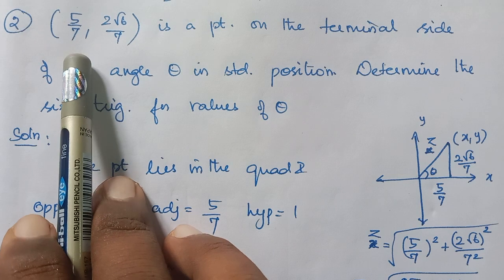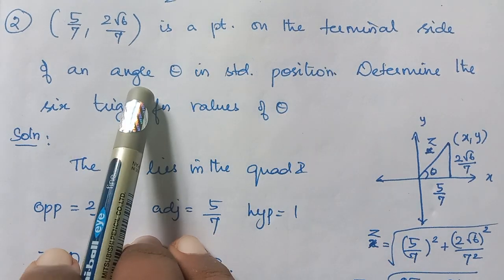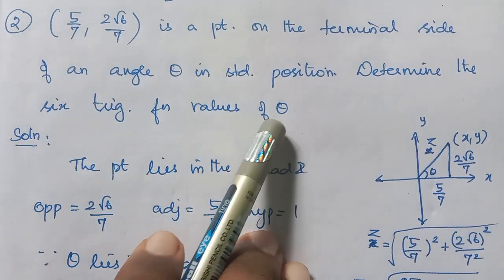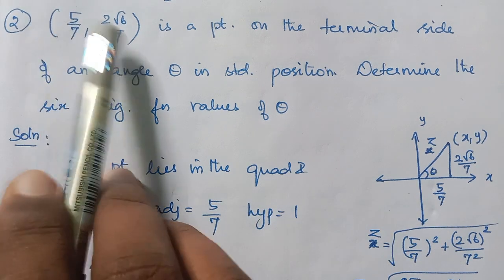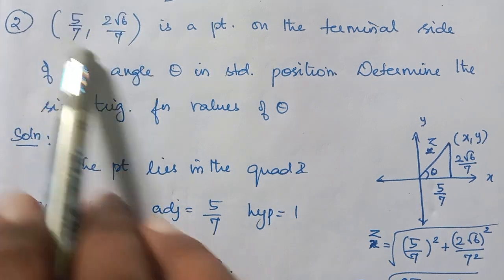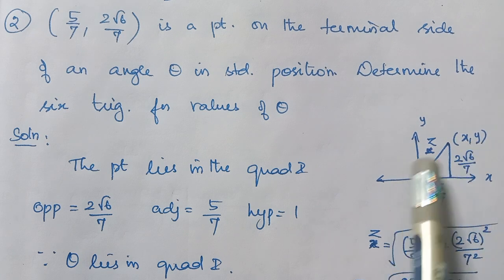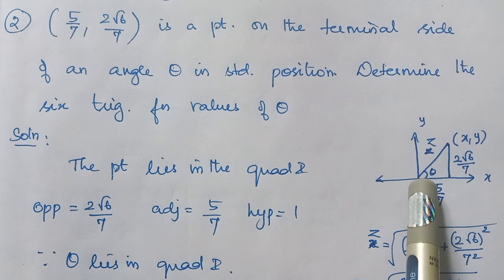Here a point is given in sum number 2. A point is given, and that point makes an angle theta in the standard position. Find all the 6 trigonometric functions. See this diagram: both the values of x and y are positive, so theta is in the first quadrant. I simply mark a point x, y. I draw a line perpendicular to the x-axis. I make an angle theta.